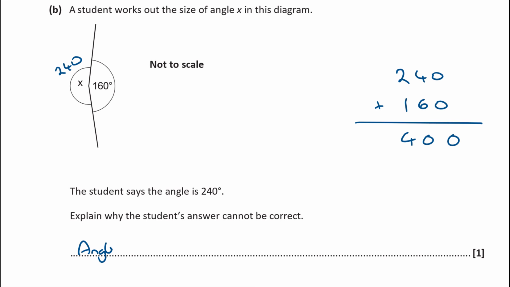Angles at a point should sum to 360 degrees, not 400 degrees. Okay, so they should add up to 360 degrees and not 400 degrees.